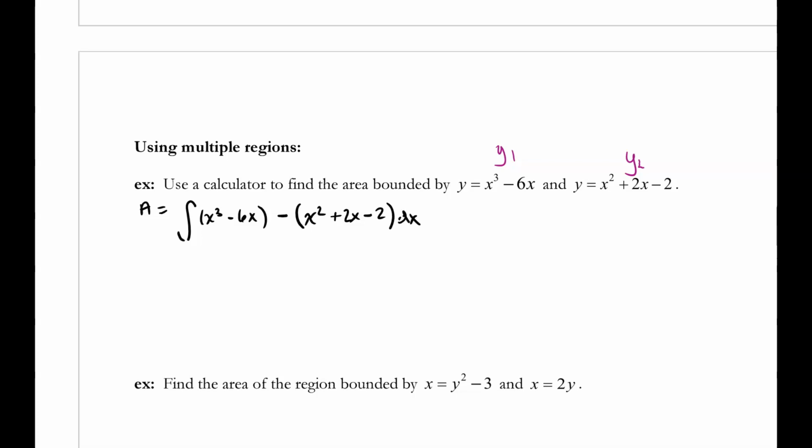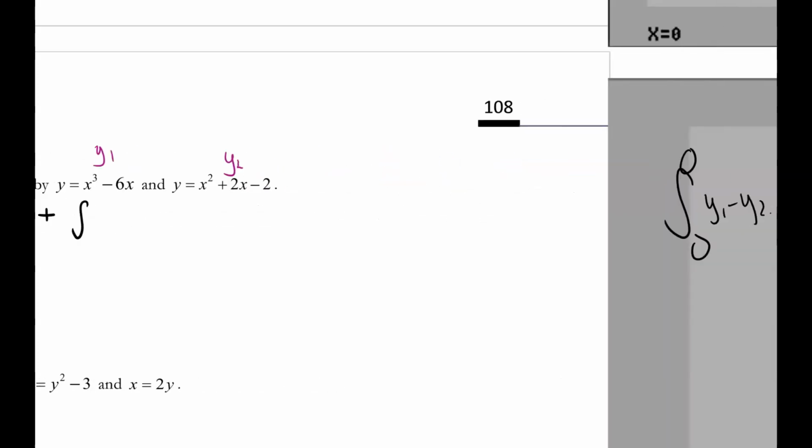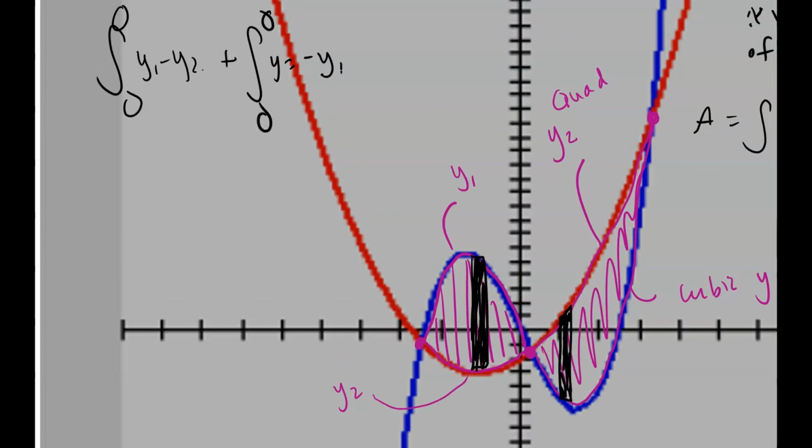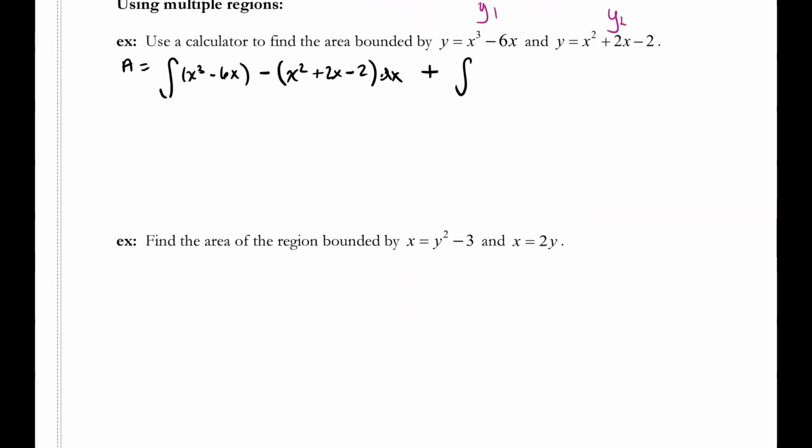So we're going to have to find the limits of integration, and then we're going to add to that. For that second region, we said now the quadratic is on top and the cubic is on bottom. So we're going to add to that the integral of x squared plus 2x minus 2, that's our top function, minus the bottom function, x cubed minus 6x, dx. All right, so the next thing we need to do is go into the calculator and find those intersections.